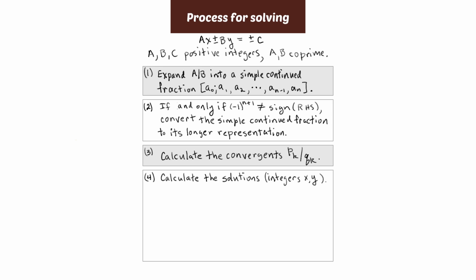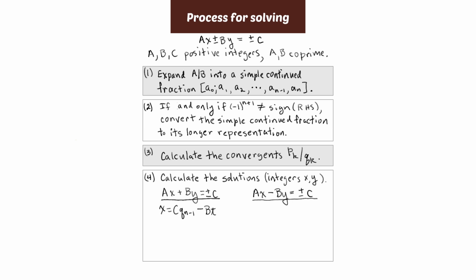There are two different sets of expressions to use, depending on whether the equation you're solving is of the form ax plus by equals plus or minus c, or if it's ax minus by equals plus or minus c. If it's ax plus by equals plus or minus c, then the expression for x is x equals c times q sub n minus 1 minus b times t. B and c are two of the positive integers from the original equation.